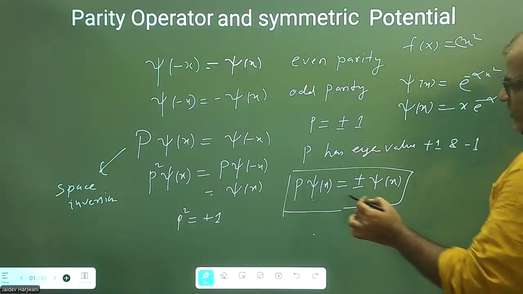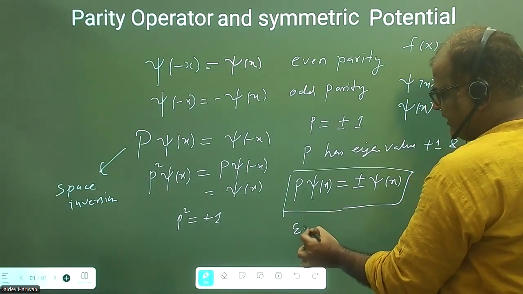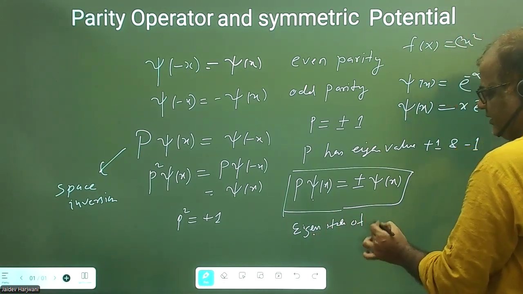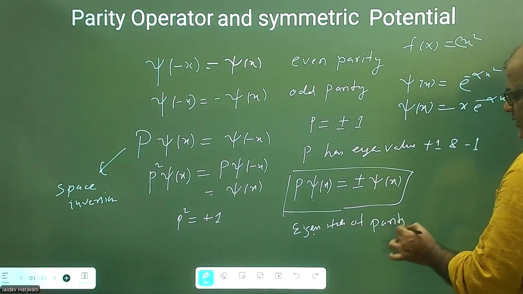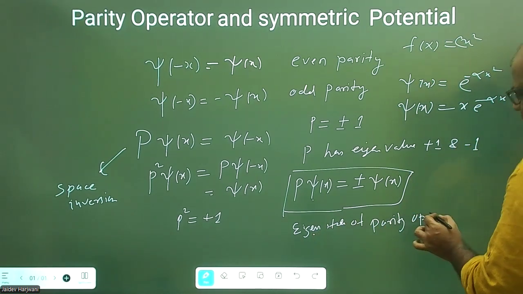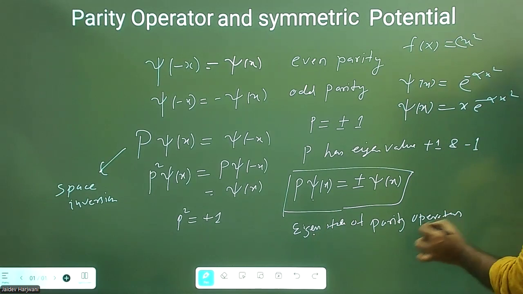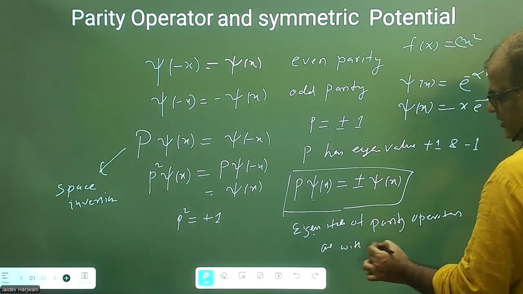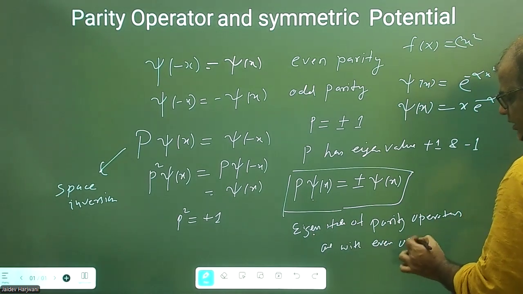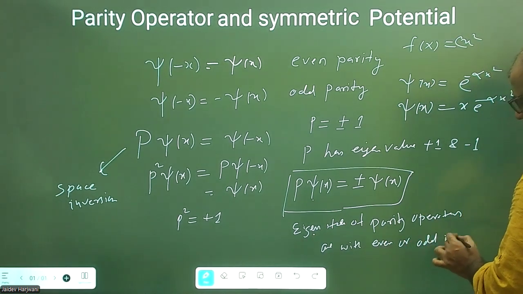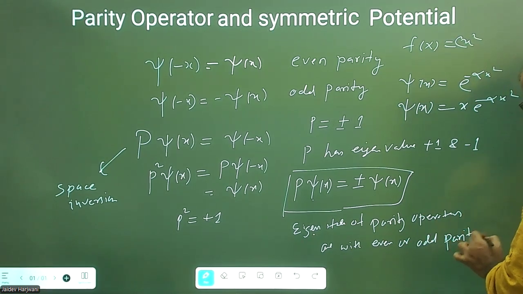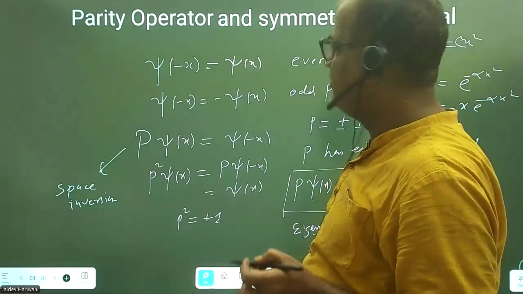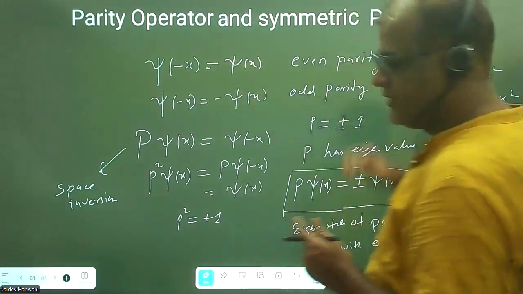So the eigenstates of parity operators are with even or odd parity. Now, what is the implication of this parity operator on symmetric potential?